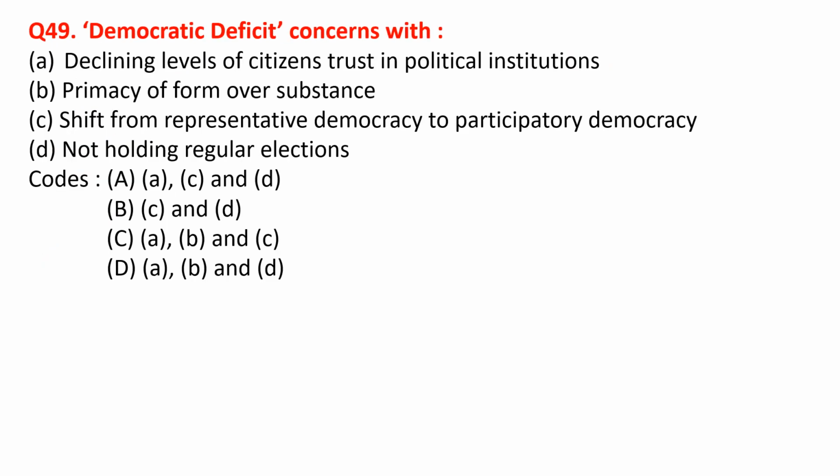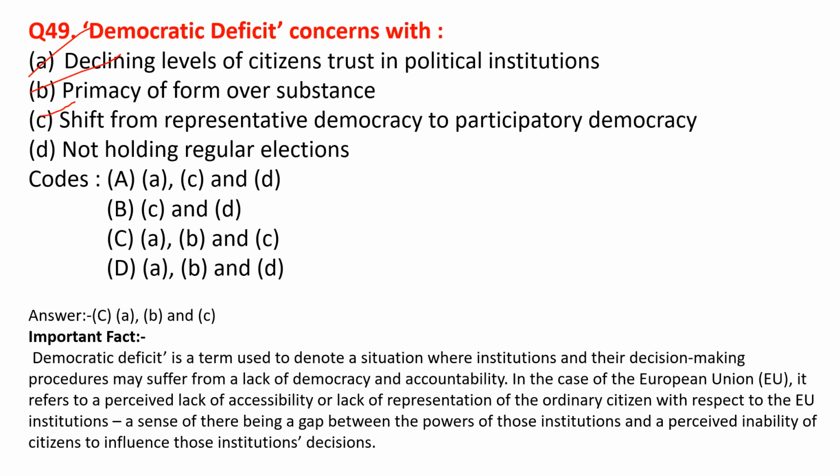Democratic deficit concerns with declining levels of citizens' trust in political institutions, primacy of form over substance, shift from representative democracy to participatory democracy. Democratic deficit is a term used to denote a situation where institutions and their decision-making procedures may suffer from a lack of democracy and accountability. In the case of the European Union, it refers to a perceived lack of accessibility or lack of representation of the ordinary citizen with respect to the European Union institutions, a sense of there being a gap between the powers of those institutions and a perceived inability of citizens to influence those institutions' decisions.